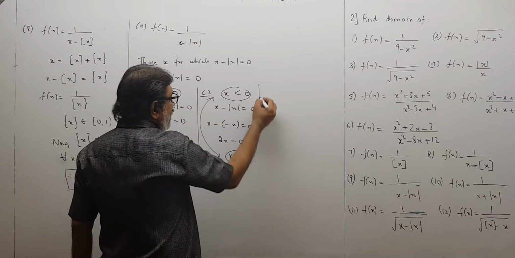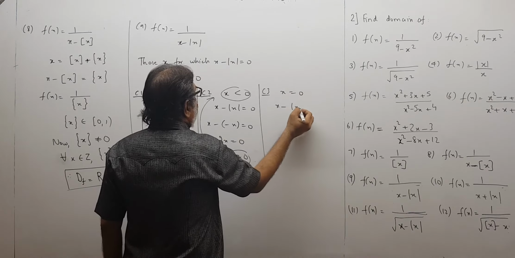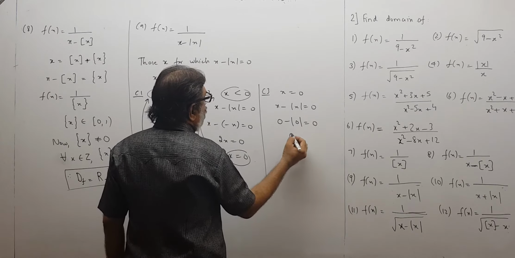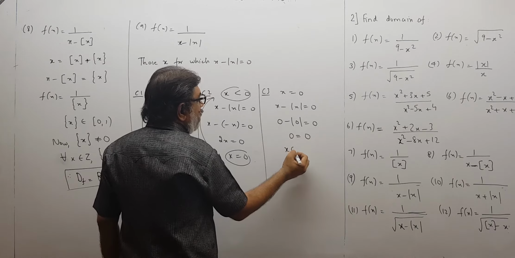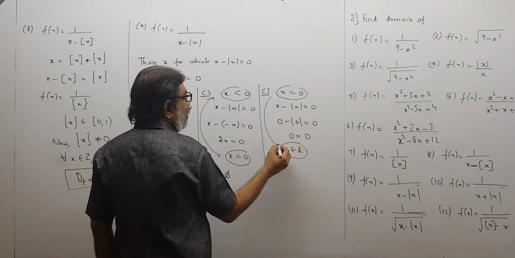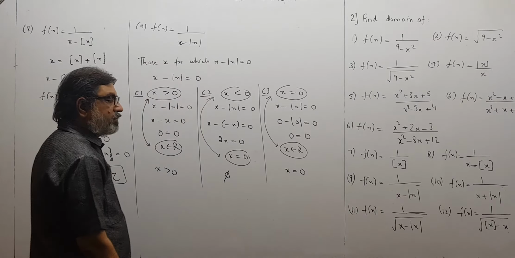And finally case 3, x equal to 0. I want x minus mod x to be 0. So 0 minus mod 0 equal to 0. So 0 equal to 0. This is a correct conclusion. Therefore x belongs to R. And what is my precondition? x equal to 0. Intersection of these two, x equal to 0.